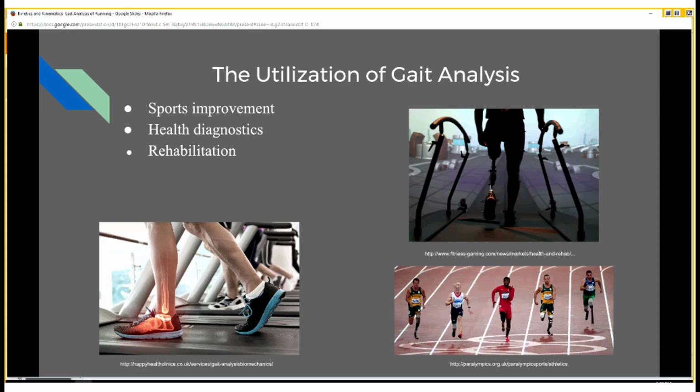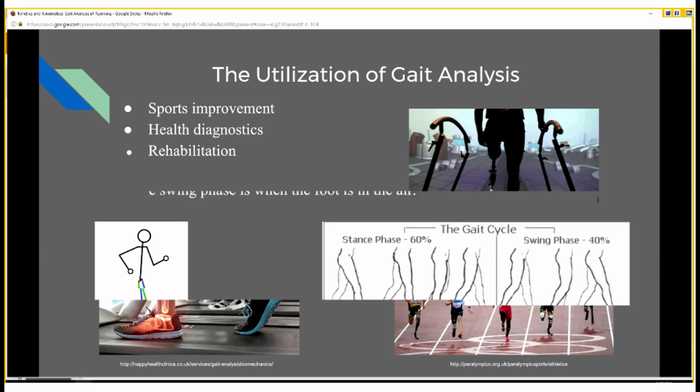And then a big one, rehabilitation, like I said, and also para-athletes with prosthetics. That's a really big one. We can use gait analysis to understand their asymmetry and help improve the prosthetic.